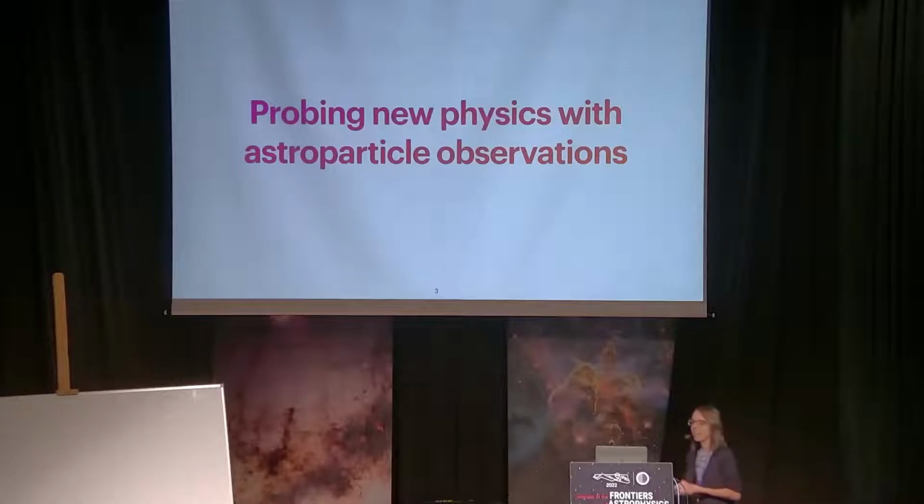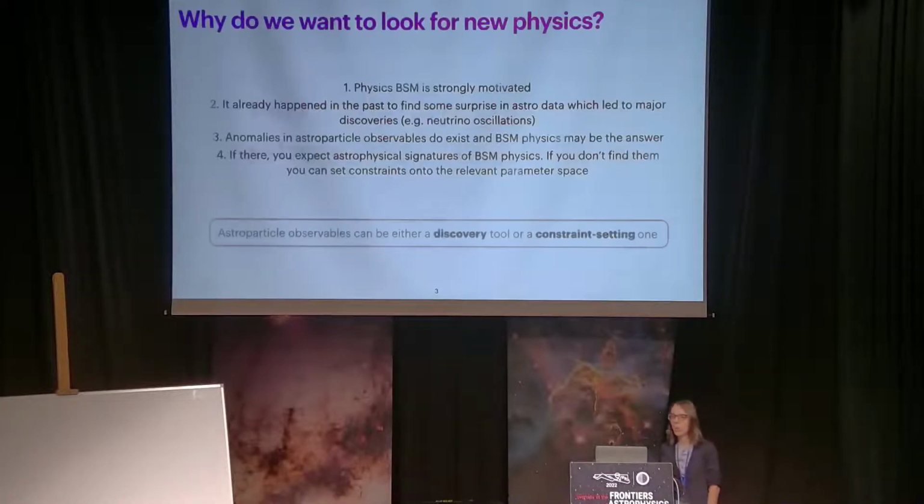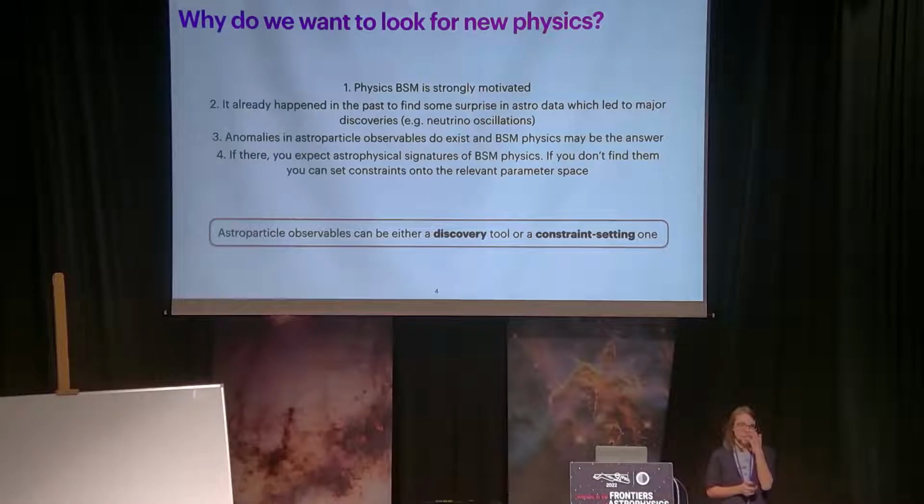So then let's start. As I said, everything I said up before was mostly about discovering new astrophysics. Now it is about trying to probe fundamental physics with astroparticle observation, and I think I'll go back to fundamental astrophysics at the very end of my lectures tomorrow. So why do we want to look for new physics with astroparticle? First, because we have strong motivations that we need physics beyond the standard model.